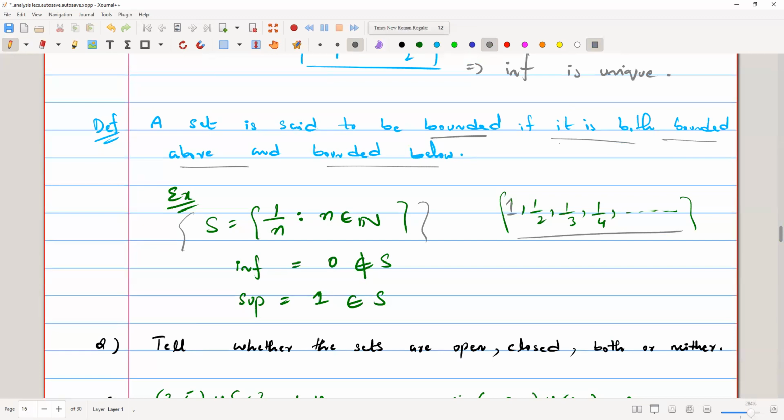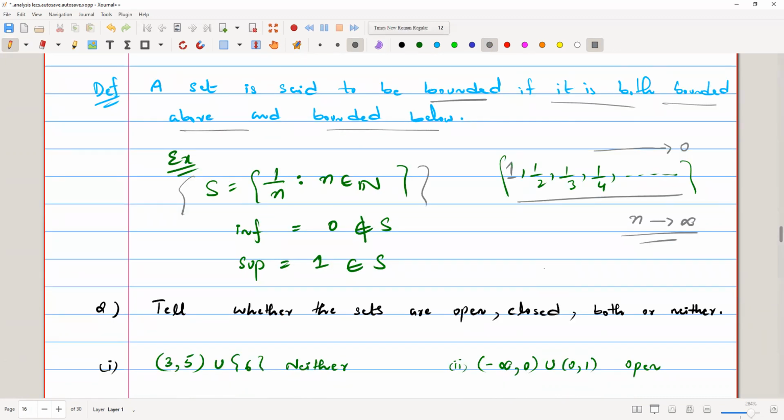Therefore, the infimum of this set will be 0. As we have talked about this set many times, we know the limit point of the set and where the set is going. And 0 will be the infimum of the set, but it does not belong to S. This 0 does not belong to the set because we are not saying that n equals infinity, but that n is approaching infinity. So when n approaches infinity, the numbers approach 0, but 0 will not be an element of the set because we are not taking n equals infinity here. And similarly, the supremum of the set is 1, the greatest element of the set.